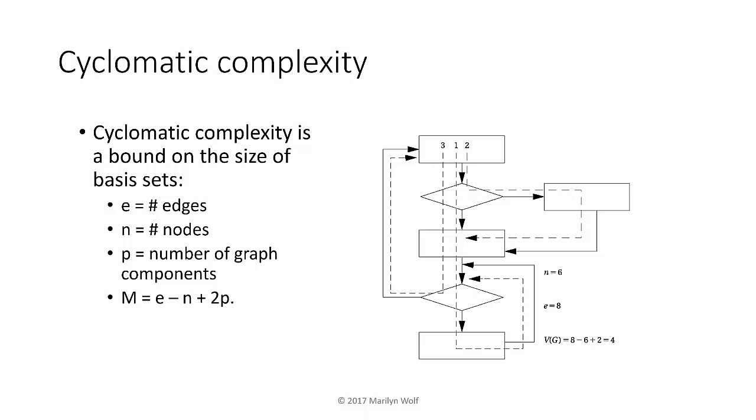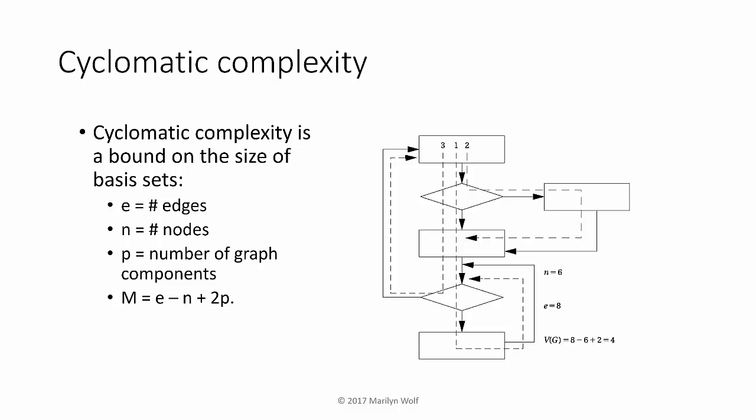Cyclomatic complexity comes from graph theory, and it's a bound on the size of basis sets. So once again, we're approximating the control flow graph with an undirected graph. But in this case, rather than do all the linear algebra, we just need to know the number of edges in the graph, the number of nodes in the graph, and the number of graph components. A graph component is a set of nodes that are reachable from one to the other. Okay. So we can compute the cyclomatic complexity m as the number of edges minus the number of nodes plus 2 times the number of graph components.